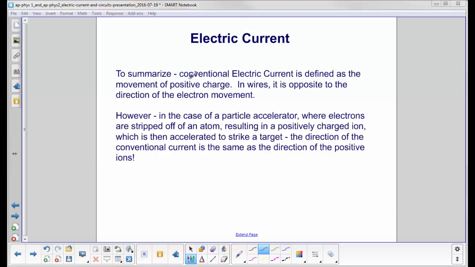Summarizing, conventional electric current is defined as the movement of positive charge. Even when in wires, what's physically happening are electrons are moving in the opposite direction. But if you have a particle accelerator, where the electrons are stripped off of an atom, making it a positive ion, which is then accelerated to strike a target, they do this in nuclear physics and particle physics all the time, the direction of the conventional current is the same as the direction for the positive ions.